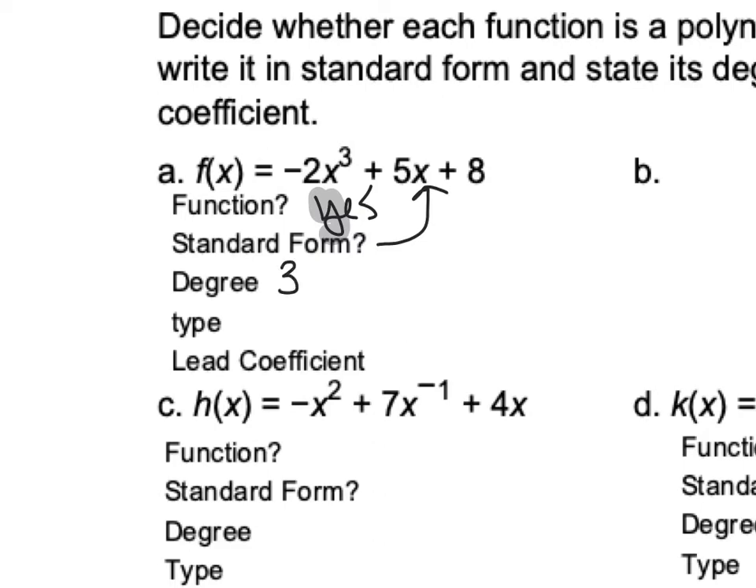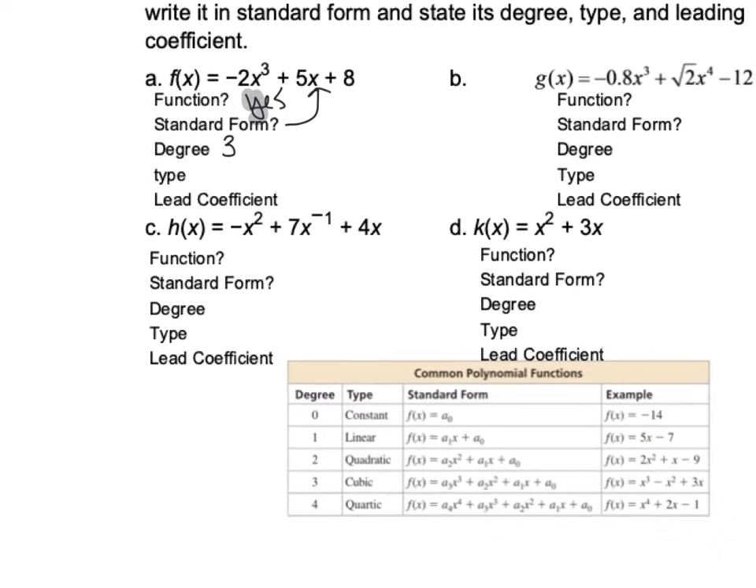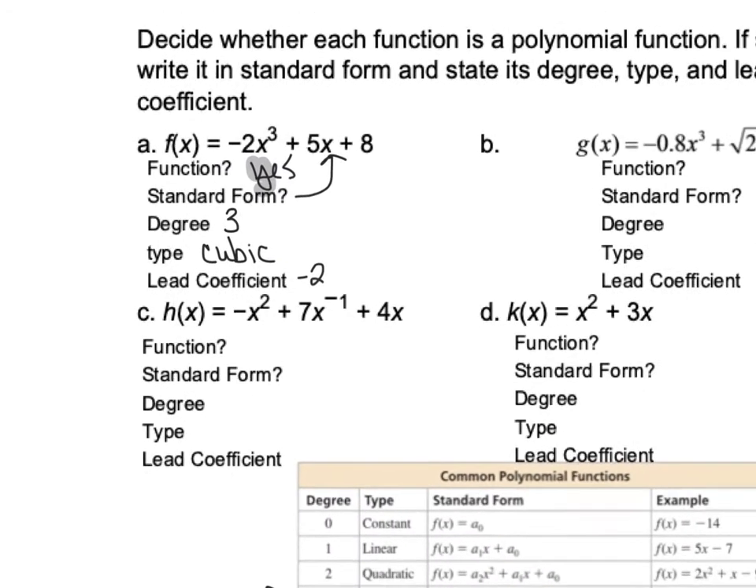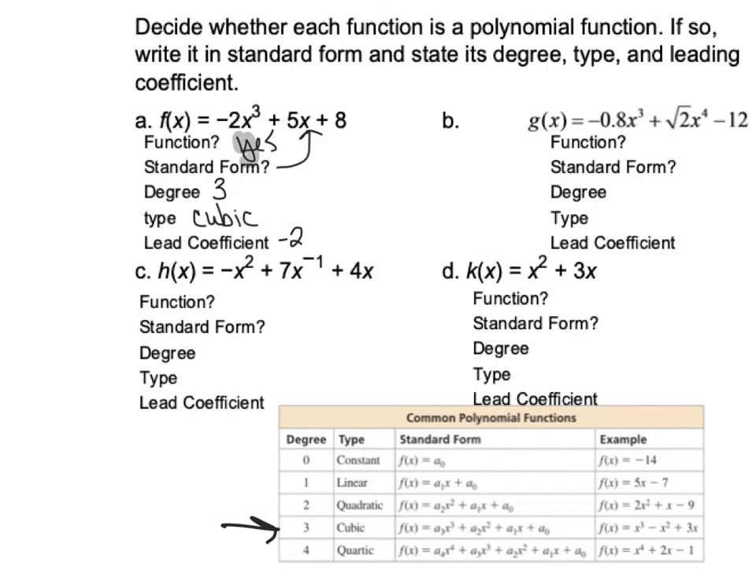The degree tells us the type. So in this case, a degree of 3 tells us that we have a cubic, so the type is cubic. And then the lead coefficient is -2. And when we start talking about lead coefficients and things like that, when we start looking at graphs, that's going to tell us some things about the graph as well. So that's kind of important to remember.